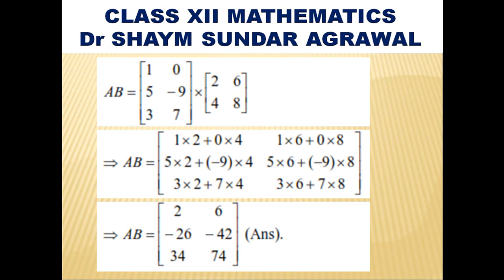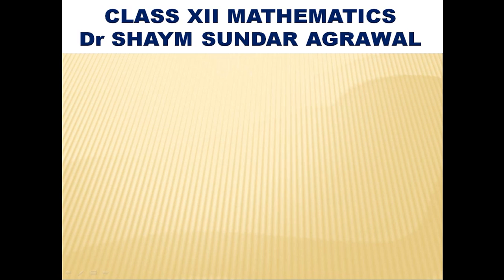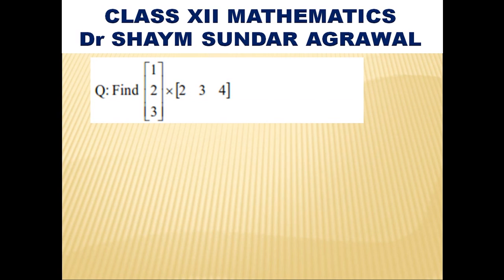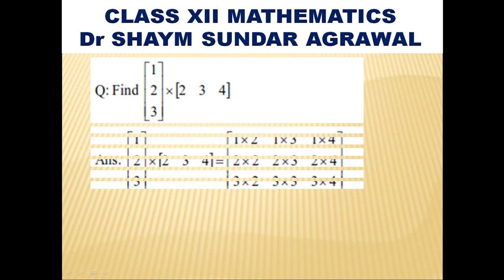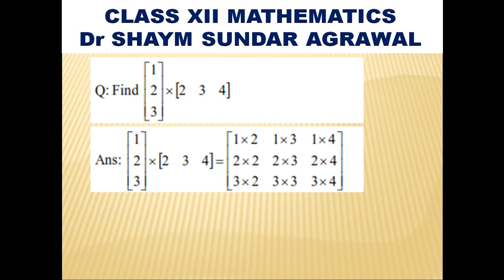So let me take one more example just to clarify how to find out the product of two matrices. Here A is 1 2 3, a column matrix, and here it is a row matrix 2 3 4. So the order of the first matrix is 3 cross 1, whereas the order of the second matrix is 1 cross 3. Here the number of columns of the first matrix is same as the number of rows of the second matrix, hence matrix multiplication is possible. So let us find out their multiplication.